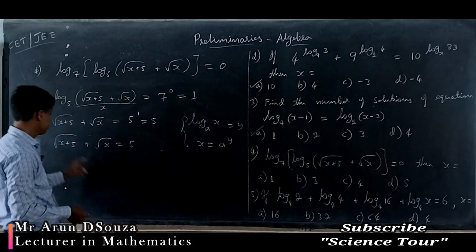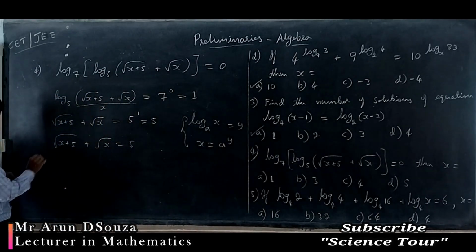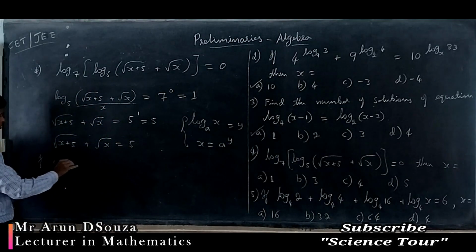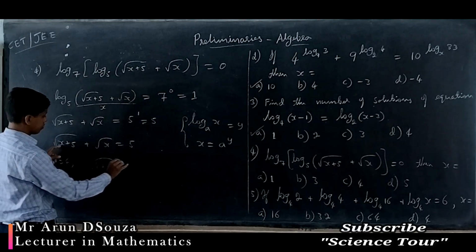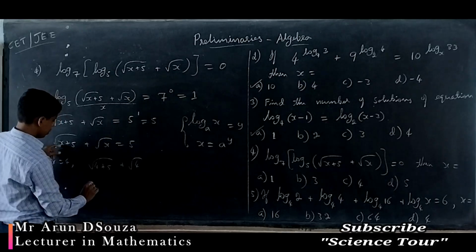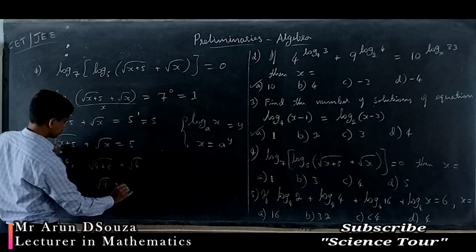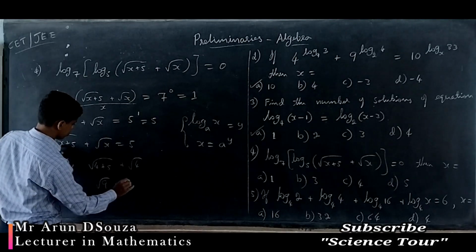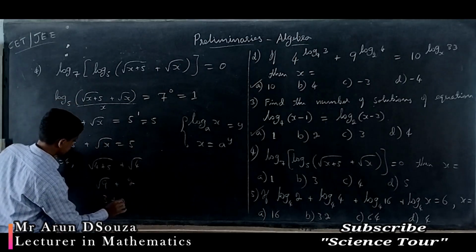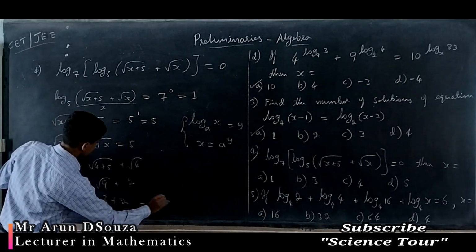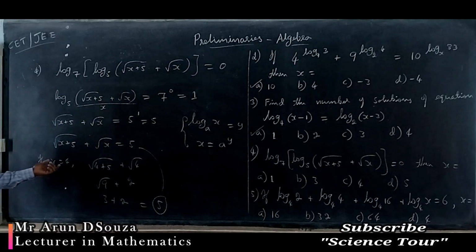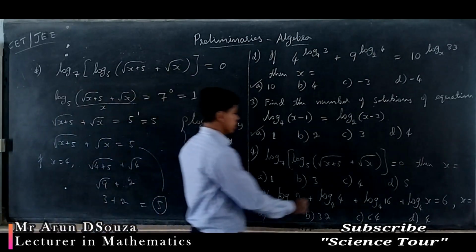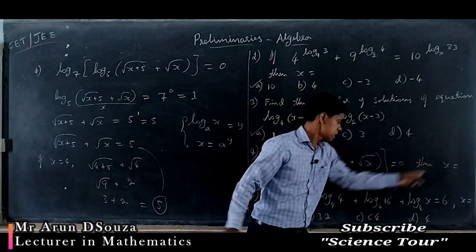If you put x is equal to 4, this will be 4 plus 5, which is 9, and this is 4. So this is root 9 plus root 4, which is 3 plus 2, which will be 5. So that is matching. Therefore, what is the answer? x is equal to 4. Therefore, the value of x is 4.